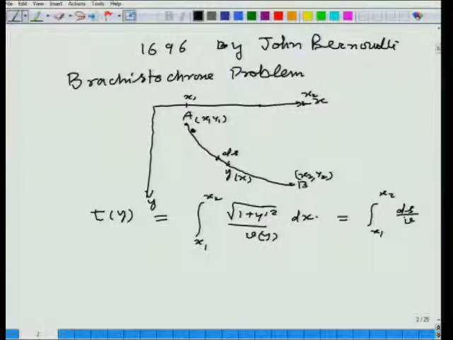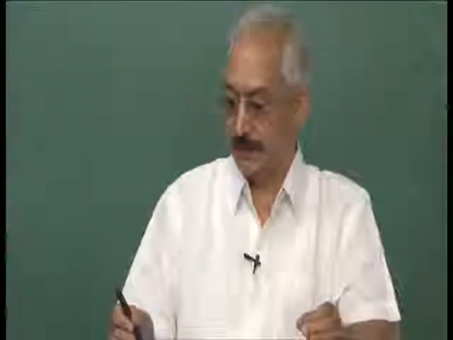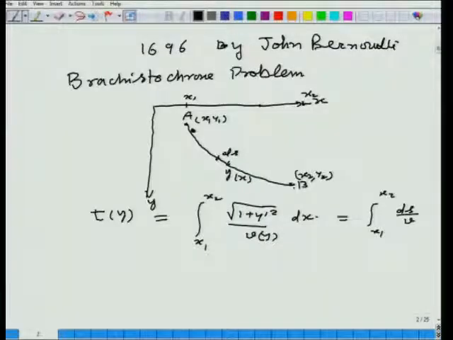Now, the total time taken by this particle from A to B will be given by the integral from x1 to x2 of ds upon v. So, ds is actually square root of 1 plus y prime square, and the velocity v will be taken as a function of y. So, that is the time taken by the particle sliding from point A to B.